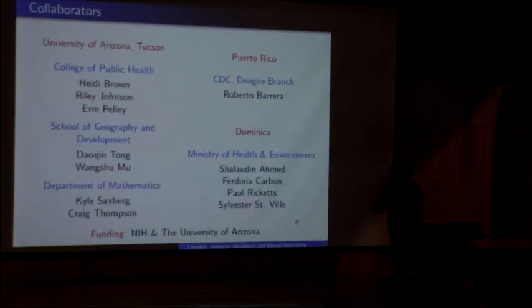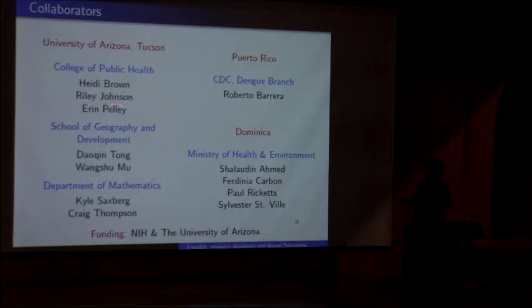So before I conclude, I'd like to mention all of my collaborators. This is a little transdisciplinary team. At the University of Arizona, we have people in the College of Public Health. Heidi Brown is an assistant professor, my colleague there, and Riley and Erin are two undergraduate students. In the School of Geography, we have Dao Chin Tong, an associate professor, and Wang Xiu Mu is her graduate student, working with us on that. And in the Department of Mathematics, which is my department, Kyle and Craig are undergraduates. Craig is going to continue on as a graduate student. Kyle is graduating with a double major in math and computer science, and he's going to take a year off before he decides what he wants to do.